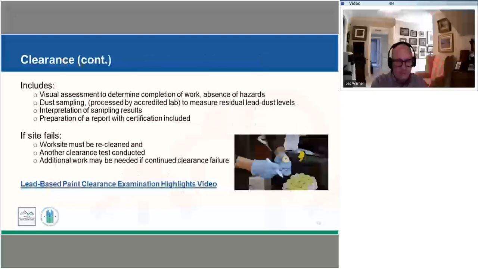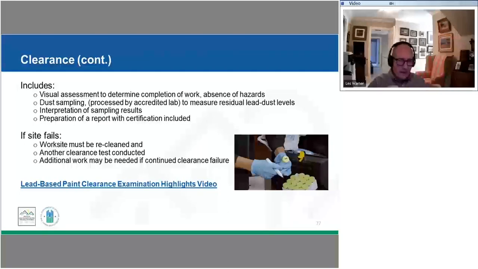to make sure that, as part of their non-lead work, they hadn't disturbed anything and created any other hazards. All right, so when we're doing a clearance, I've been mentioning that we're going to collect samples. First, we're going to do that same visual assessment, looking to see if there are still signs of deteriorated paint or dust and debris that haven't been addressed.